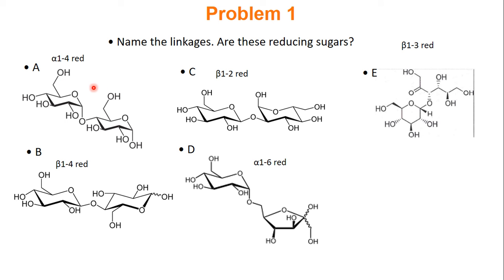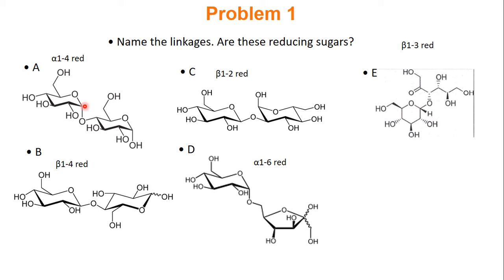So let's look at A. The first thing we need to do is count our carbons, number the carbons. If you have a six-membered ring, so 1, 2, 3, 4, 5, 6 atoms in our ring, then the carbon that is connected to our two oxygens here, our anomeric carbon, is number 1. That's how we count our carbons, okay?